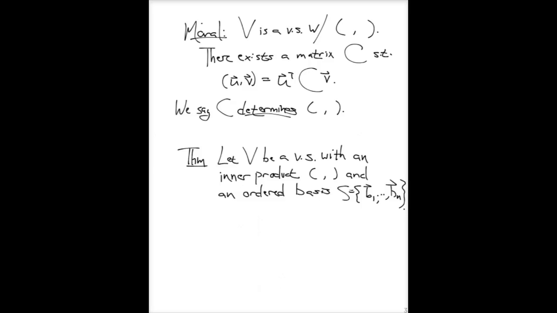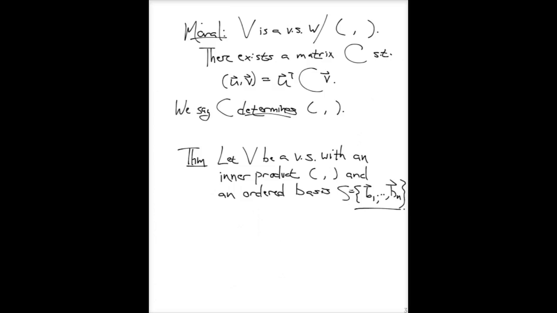So the setup for the theorem is this. Let V be a vector space with an inner product and some ordered basis. So we're fixing an ordered basis S with basis elements B1 through Bn. Note that clearly this set is finite, it has n elements, and so our theorem only addresses finite dimensional vector spaces. Then we will proceed as we did in the example.